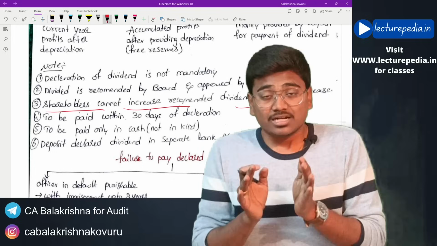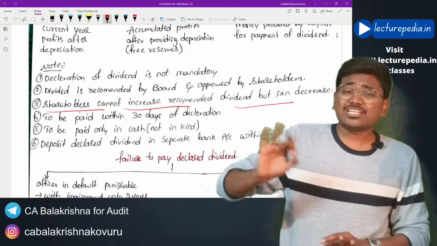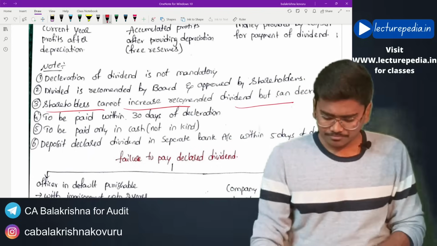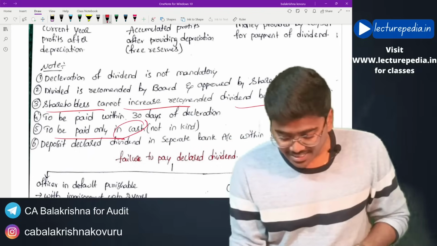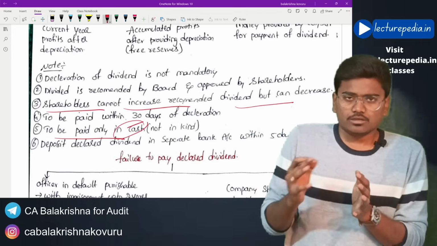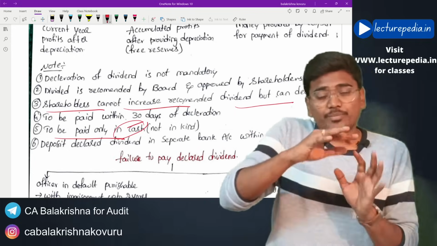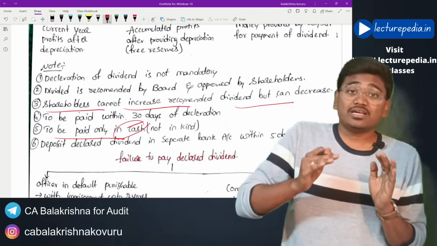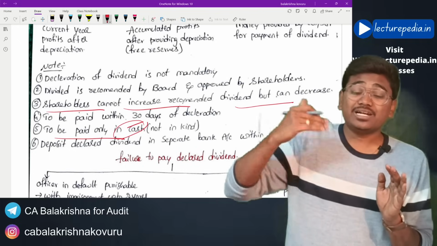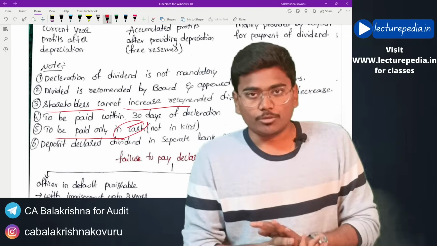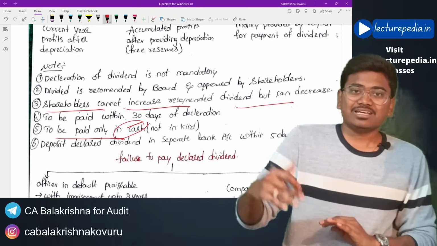Once dividend has been declared, it has to be paid to the shareholders within 30 days. And it has to be paid in cash. That means dividend should always be paid in cash. That means it can be paid through bank. It doesn't mean that you should not pay through bank. It is that dividend cannot be declared in kind. It should always be in monetary form. You cannot give dividend in kind.